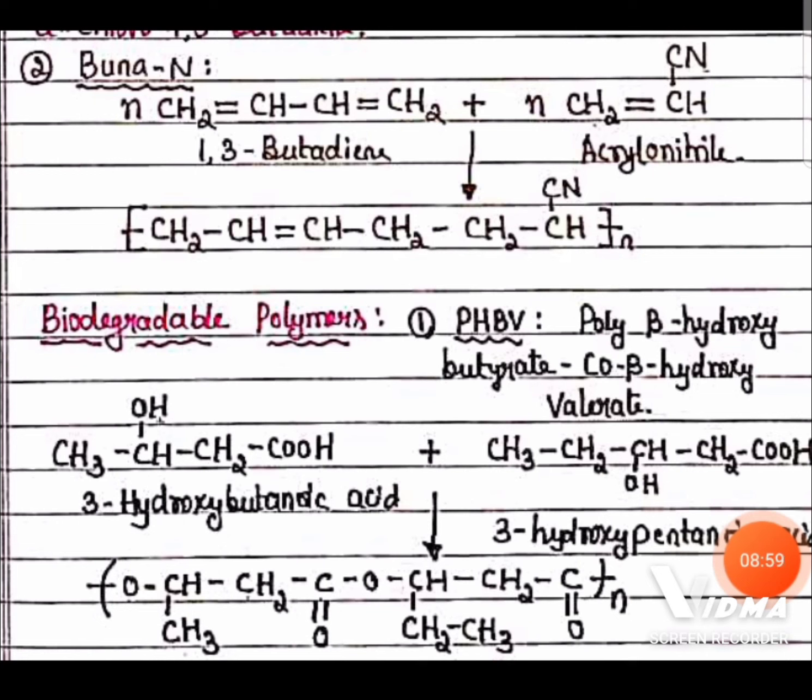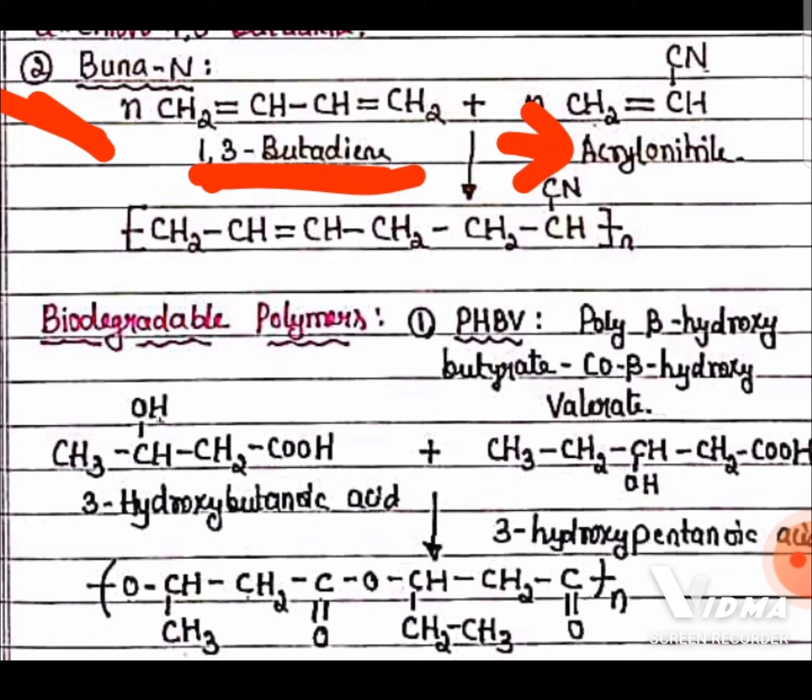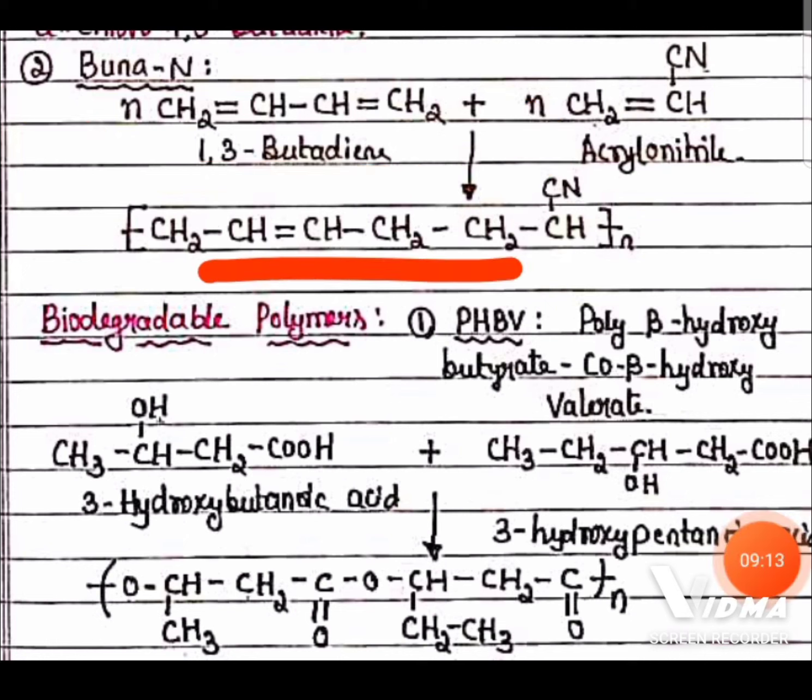Let us see the monomers of Buna-N. One monomer is the same as in Buna-S, 1,3 butadiene, and another monomer is acrylonitrile. These undergo addition reaction to form Buna-N.